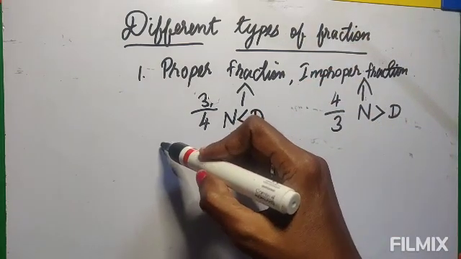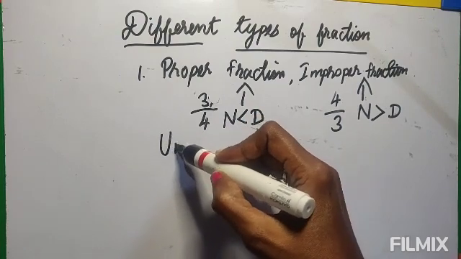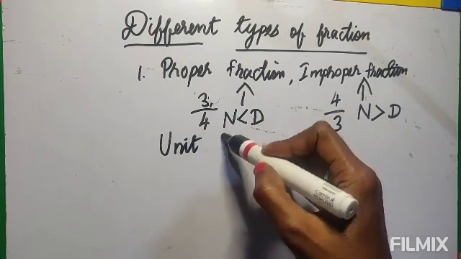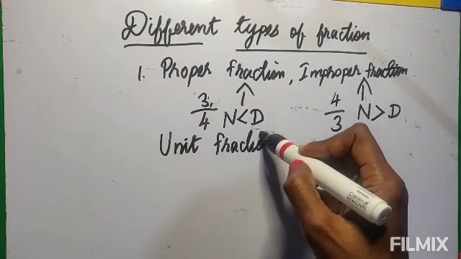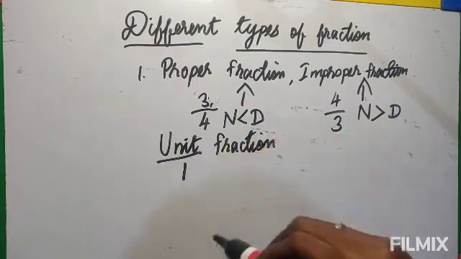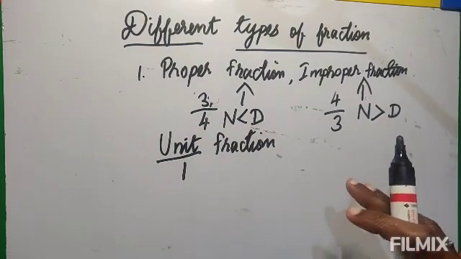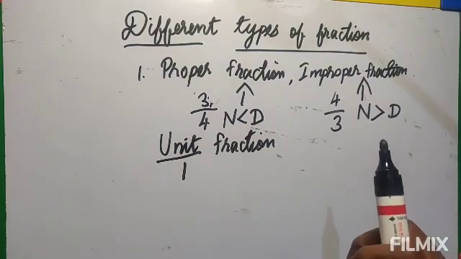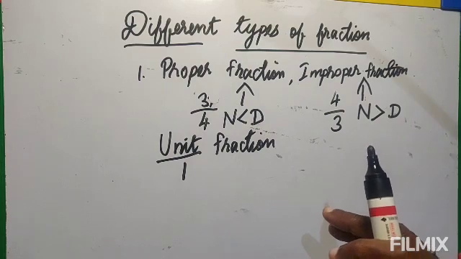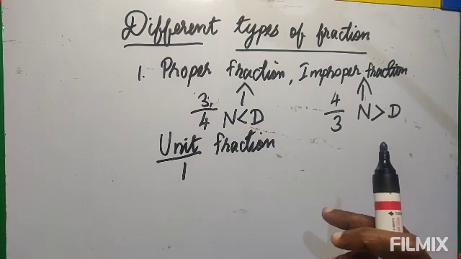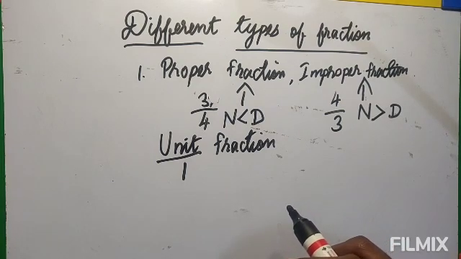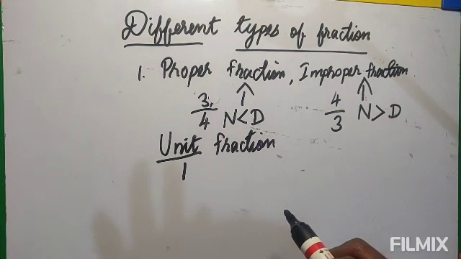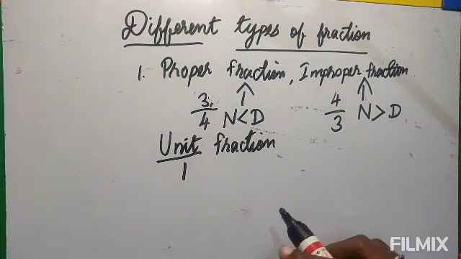Now the next one is the unit fraction. I think I have told you what unit is. Unit means 1. We say unit digit, no? When we speak we say ones place, but in the book it will be given as unit place. Unit place means 1. So always remember unit means 1. The fractions which have 1 as the numerator are called unit fractions.